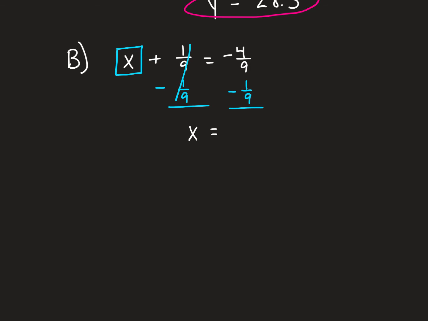And on the right side, we may have to think just a moment. These fractions both have a common denominator of 9, so we can keep the denominator 9, and we say, okay, negative 4 minus 1 is negative 5. And so we've got the solution to our equation, x equals negative 5/9.